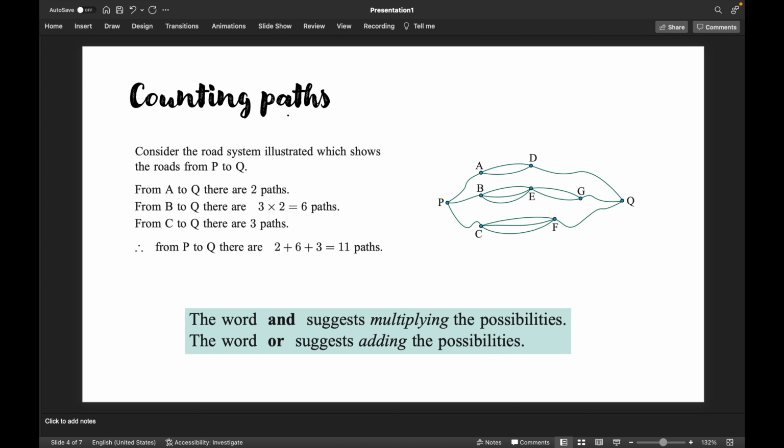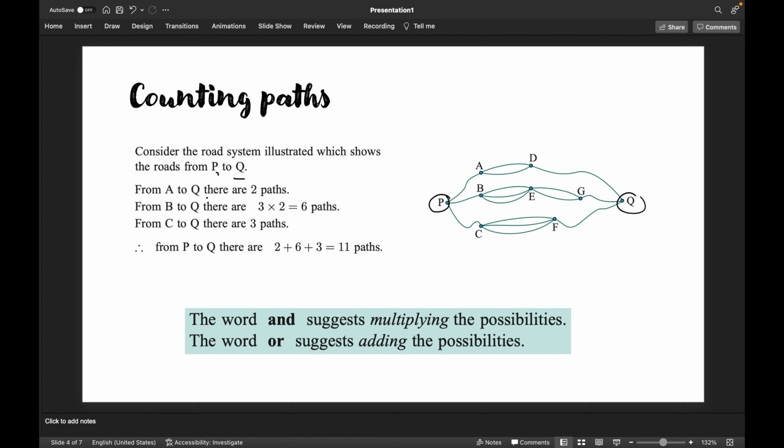Let's move on to the counting parts. This is very similar to the product rule. But in this one, we're going to look at different possibilities. So I really like this example, so I'm going to explain this. So we have to consider the road system illustrated, which shows the roads from P to Q. This is P, this is Q.